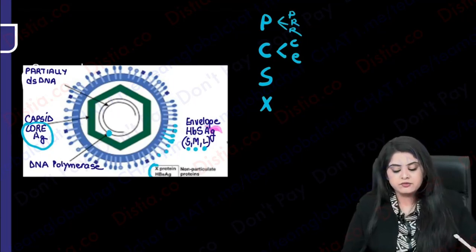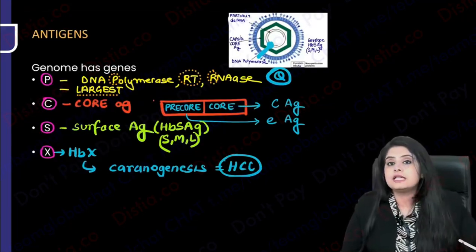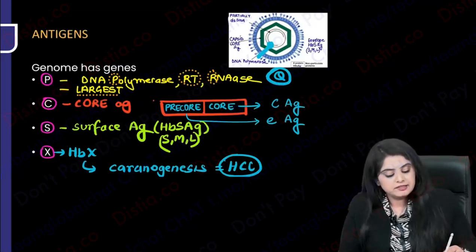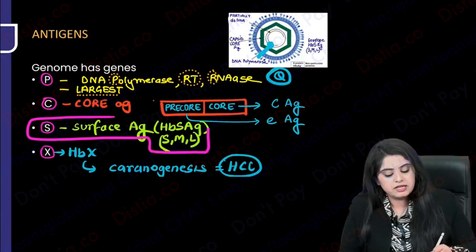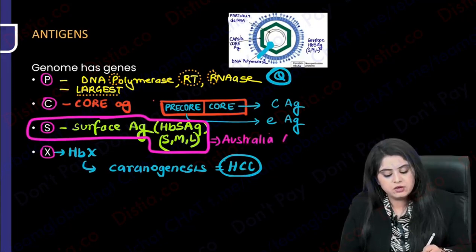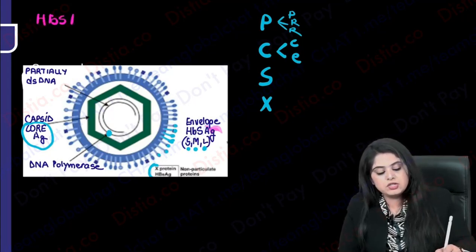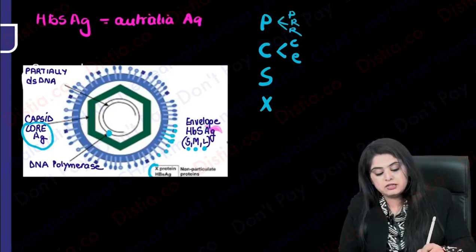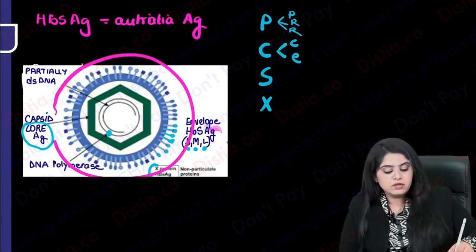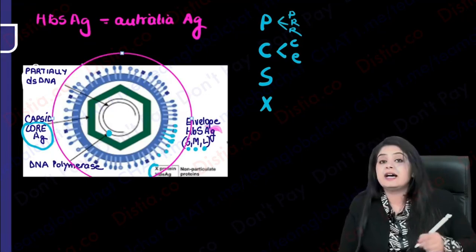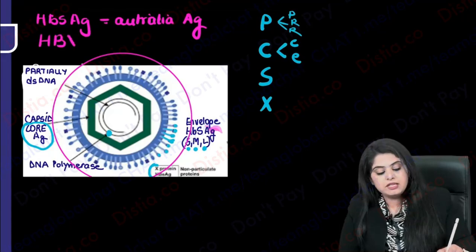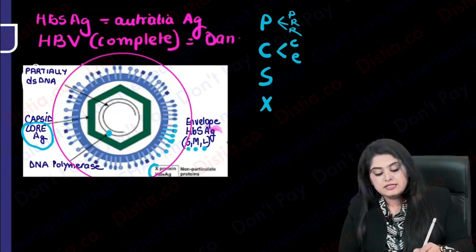Now my next question to you is, which out of all of these can I call as Australia antigen? So please note that this surface antigen over here has been given another name called Australia antigen. So these 2 words become very, very important. The surface antigen is known as Australia antigen, and the next thing that they will ask you is what is Dane particle. So ये पूरा जो virus है, this full virus that I have taught you right now, this entire virus is known as hepatitis B virus, complete virus, no part missing, that is known as the Dane particle.